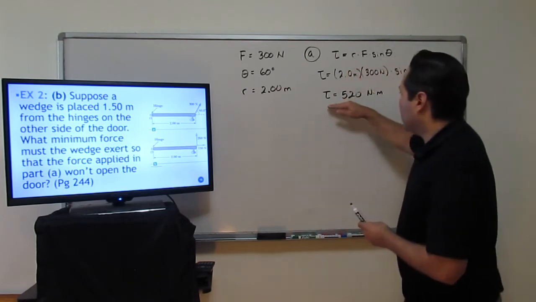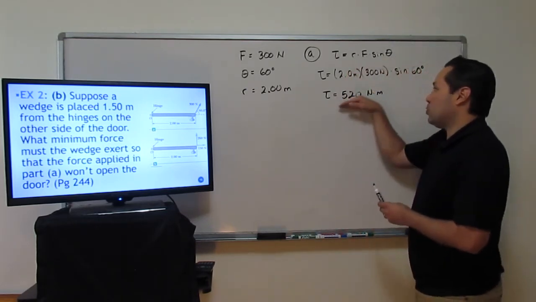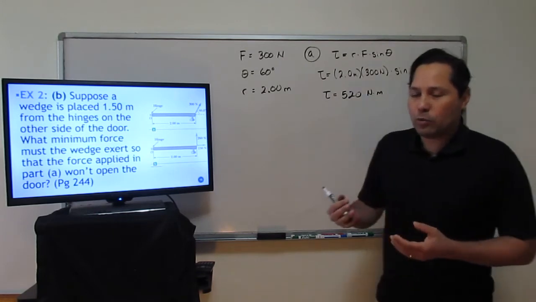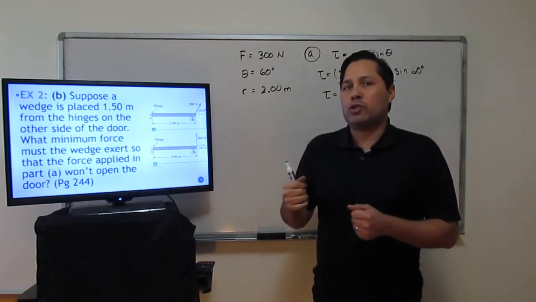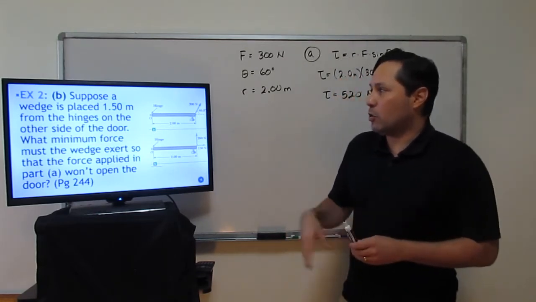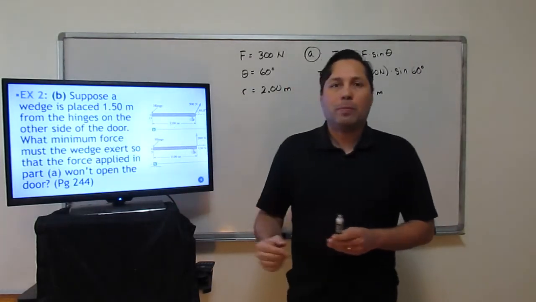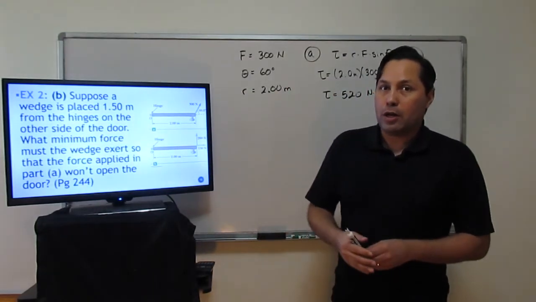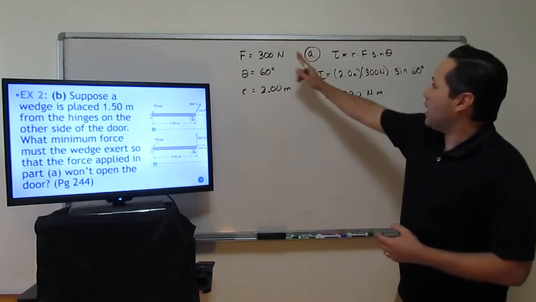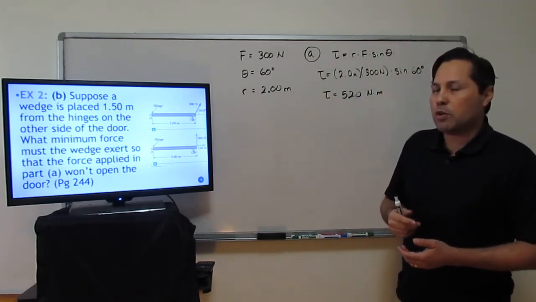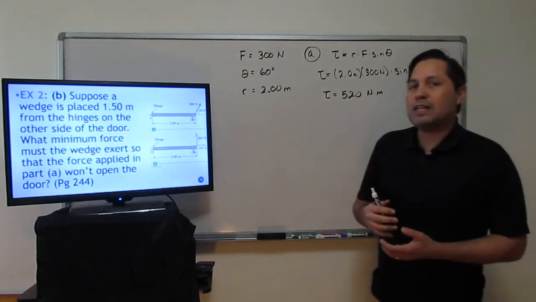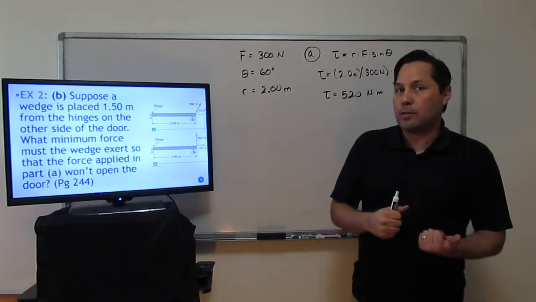Alright, so we're exerting this torque in part A. What they want to know is how much force that wedge needs to exert. Notice that the wedge is closer to the pivot point, the hinges of the door, so it's going to need more force than the 300 newtons. So how much would it need? It's going to need the same amount of torque in the opposite direction.